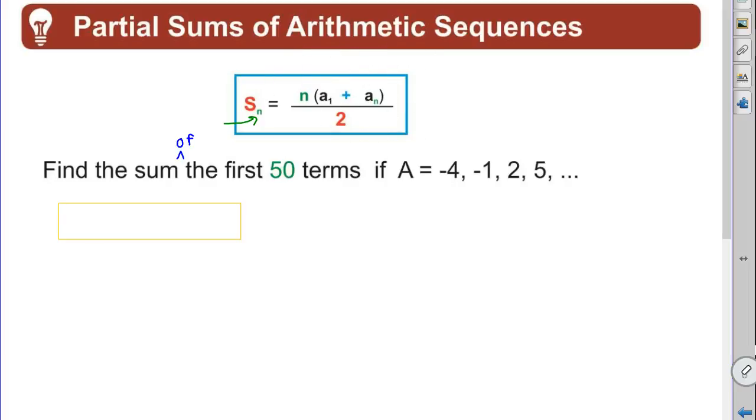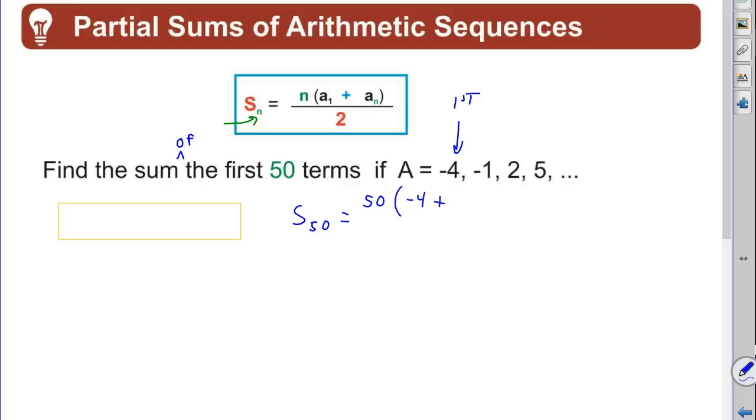Okay, so here's normally how you do a problem like that. You're going to start with your formula. So I want S of 50. All right, and so n is 50. So where the n is, I put a 50. All right, a sub 1, I clearly see the first term is a negative 4. So that's a sub 1.